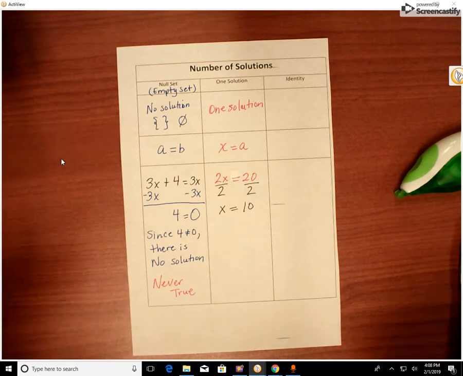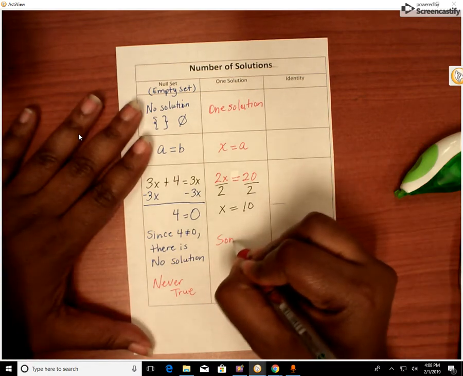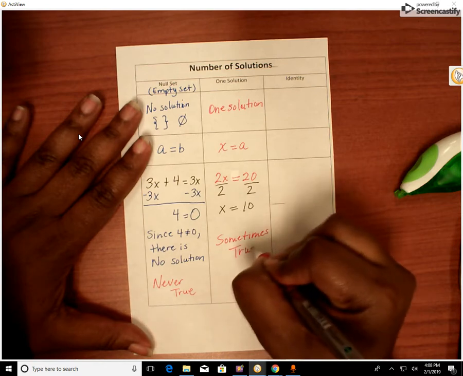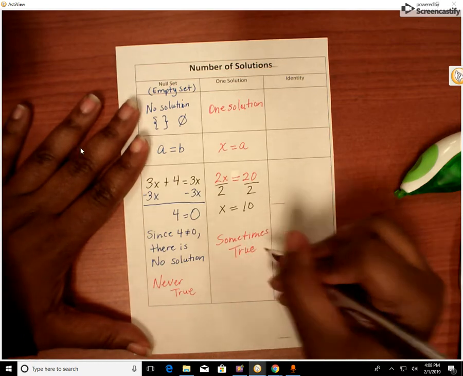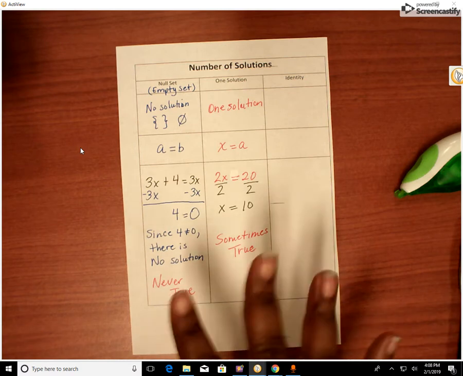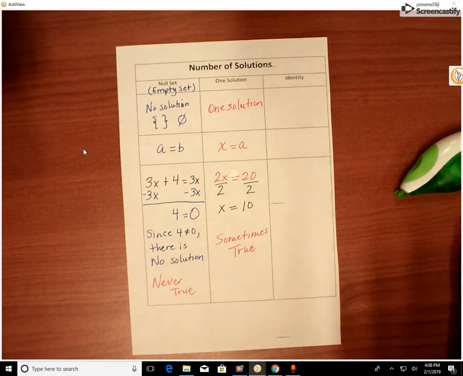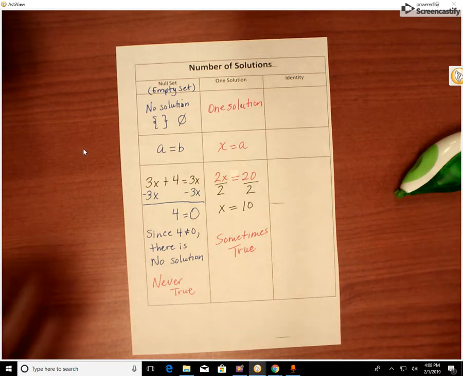So this one is sometimes true, because sometimes you have it right and sometimes you just have it totally wrong. Meaning for this equation, 10 is always the answer. It's true. But if I say 11, 11 is not the answer. So sometimes we have a true answer and sometimes we have a wrong answer.